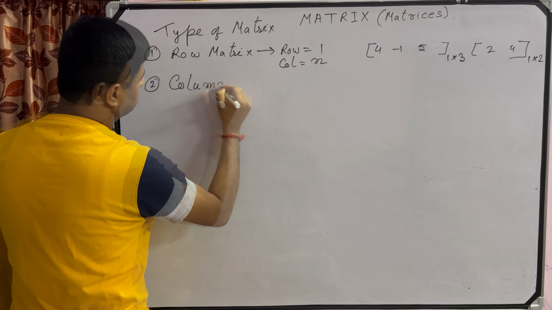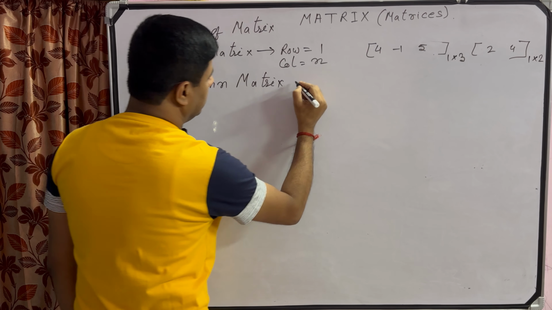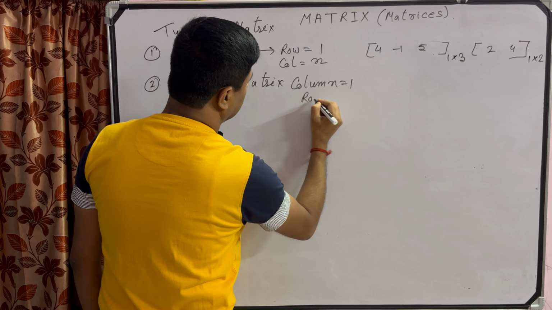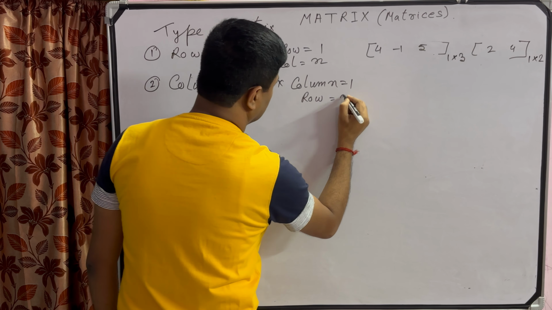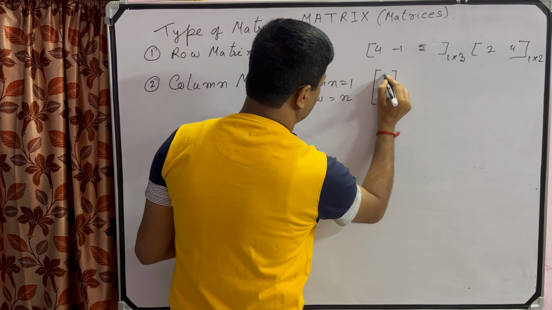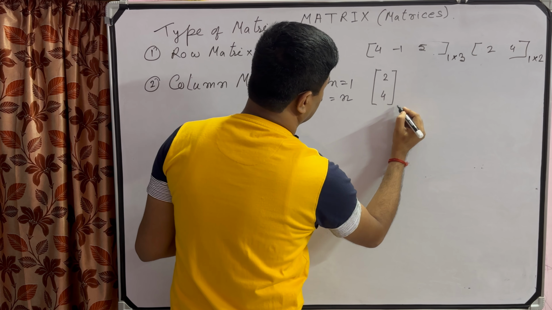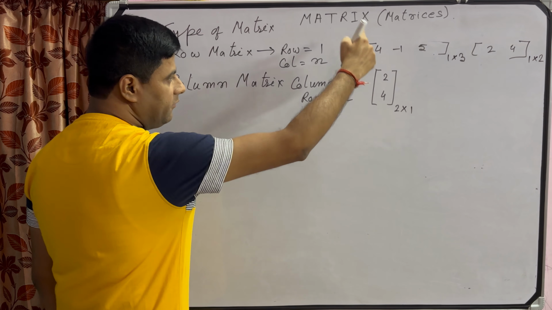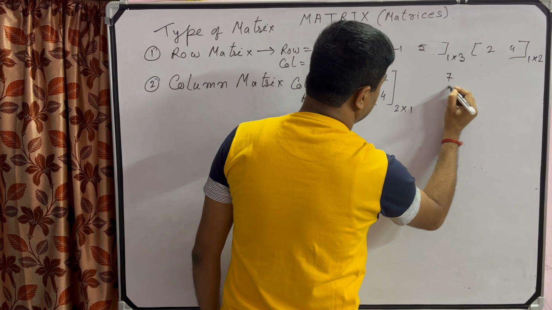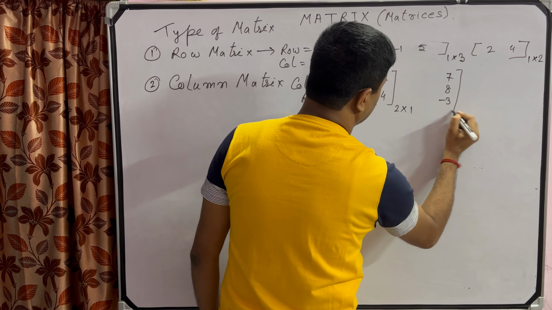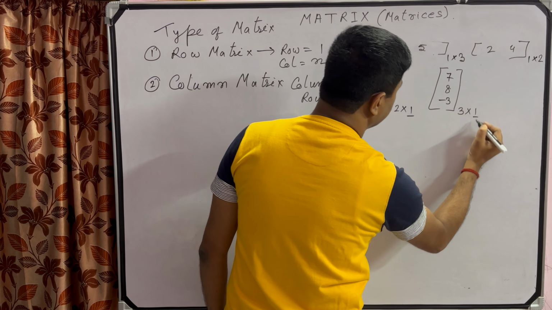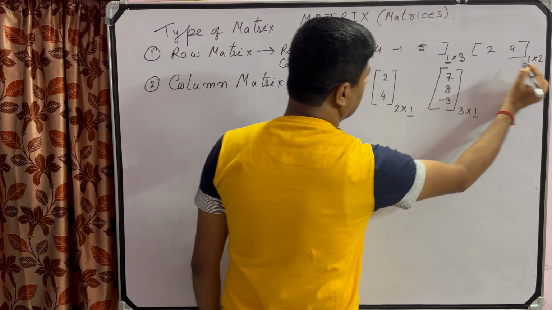Column matrix. Similar to row matrix, if the number of columns is 1 and rows can be anything, then we call it a column matrix. The column matrix can be something like this, say 2, 4. So it is 2 cross 1. See, the number of columns is only 1. Or it can be 7, 8, minus 3. So it is 3 cross 1. So the number of columns is 1.